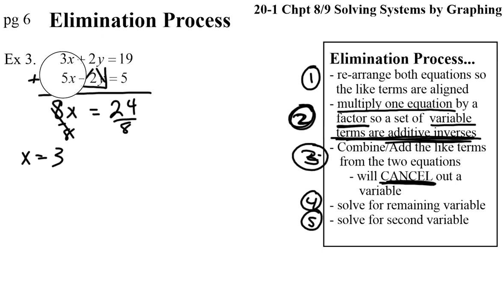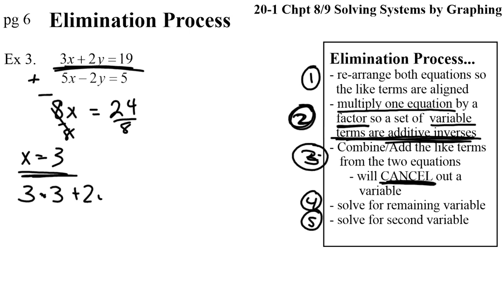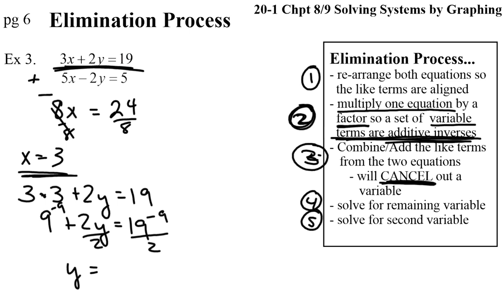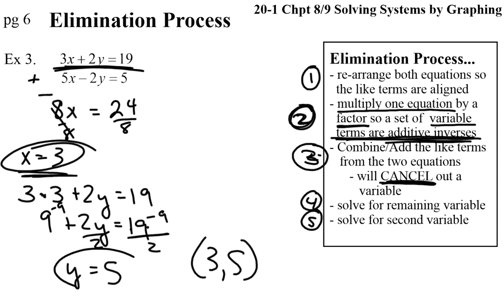Well, now that I think x is 3, just like we did with substitution, I need to plug 3 into one of the equations. And I'll plug it into the first one. 3 times x, which we now think is 3, plus 2y equals 19. 9 plus 2y equals 19. Well, solve for y. 19 minus 9 is 10. 10 divided by 2 is 5. So our solution: x is 3 and y is 5. So there you go. That's your elimination.